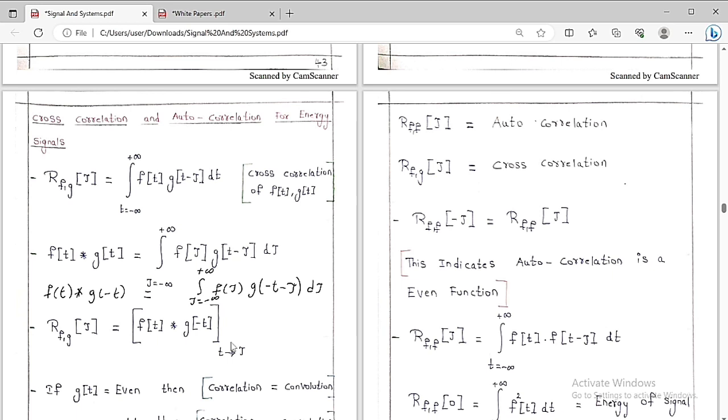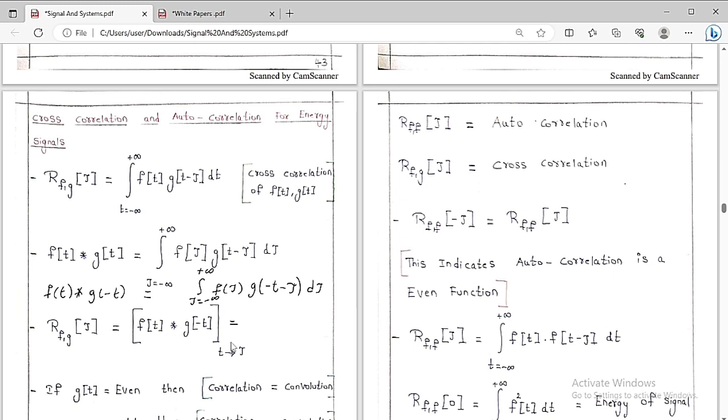So replace tau by t, then what are you going to get? Simply we get integration from t equal to minus infinity to plus infinity of f of t g of, replace t by tau. So therefore here you get g of minus tau minus t, and this is dt. This is what I am trying to tell you. So now replace tau by t, or t by tau.